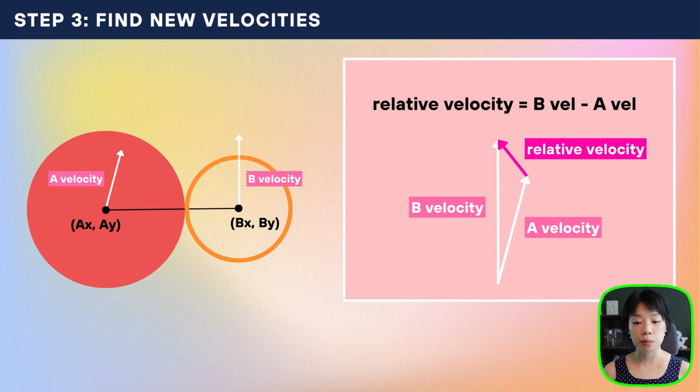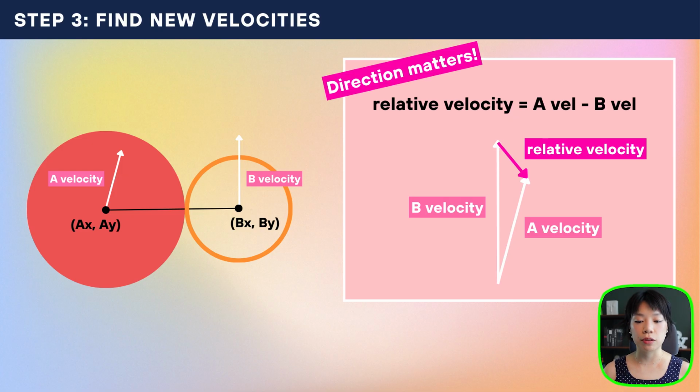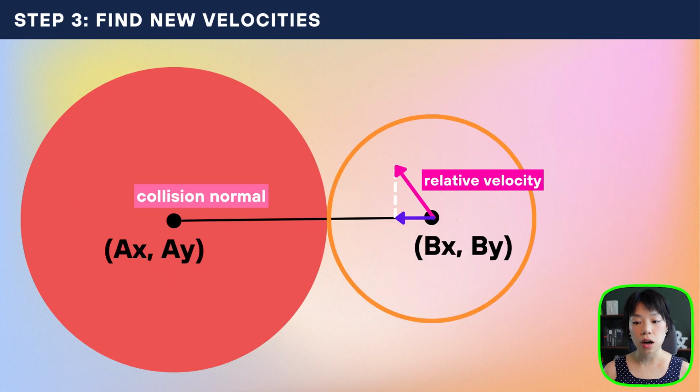The direction is very important because it tells you how B's motion looks from A's point of view, and if we did the opposite way, A minus B, the vector would point in the opposite way and our check for approaching each other would be flipped. Next, we project the relative velocity onto the collision normal using a dot product. Basically, how fast the balls are moving towards or away from each other along the line that connects their centers.